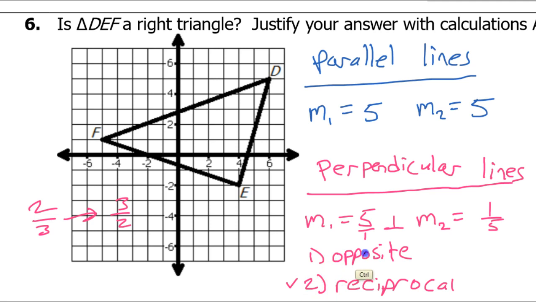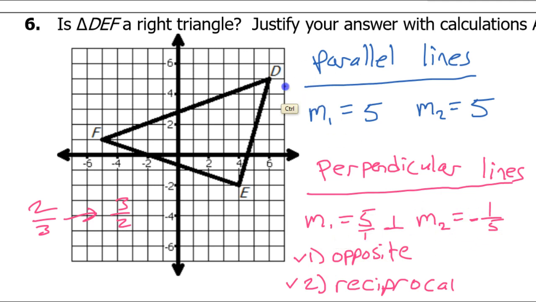What about opposite? What does that mean? That means opposite in sign. So if the first slope is positive, then the second slope would be negative. Now these are opposite and reciprocal, so these are the slopes of perpendicular lines.